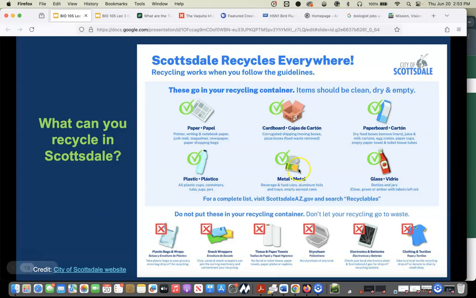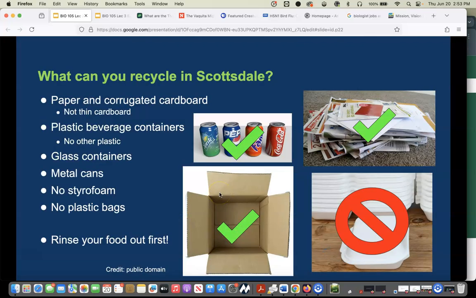If it contained a hazardous product, it cannot be recycled. So again, when you look at plastics, all plastic cups, containers, tubs, jugs, and jars can be, but if it contained a hazardous product, then you cannot include that. Glass containers and metal cans, again, can be recycled. However, no styrofoam, no plastic bags.